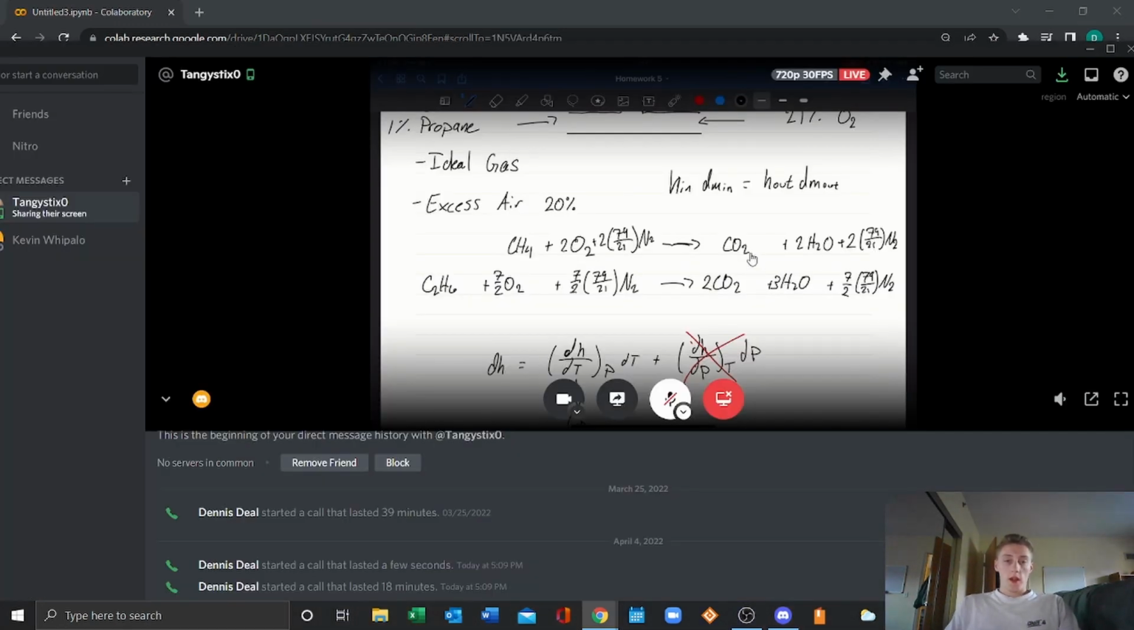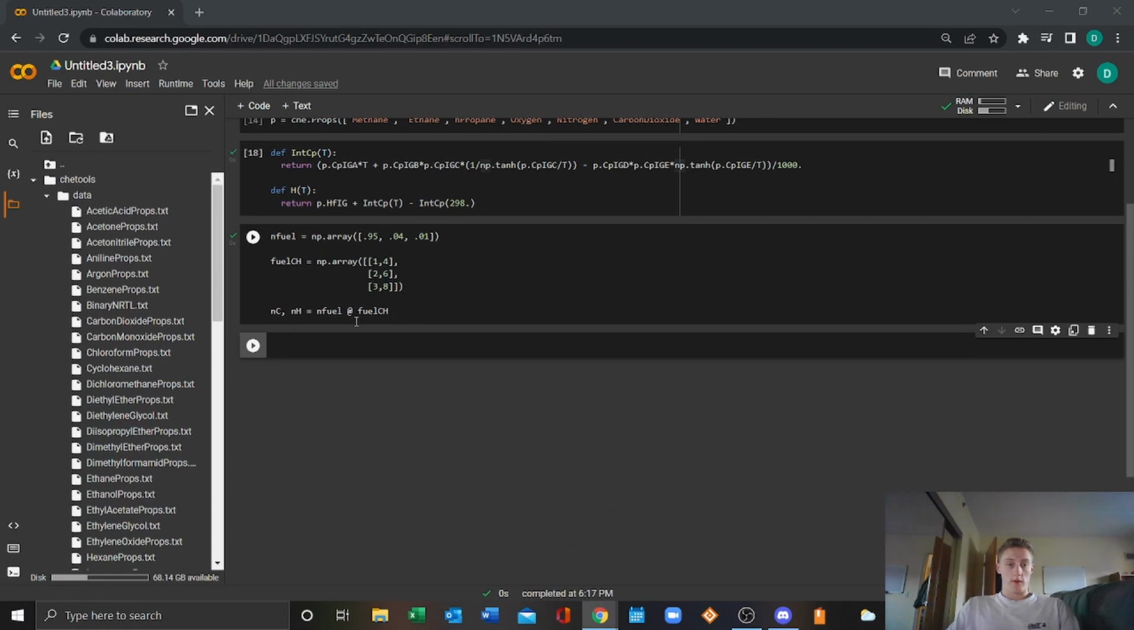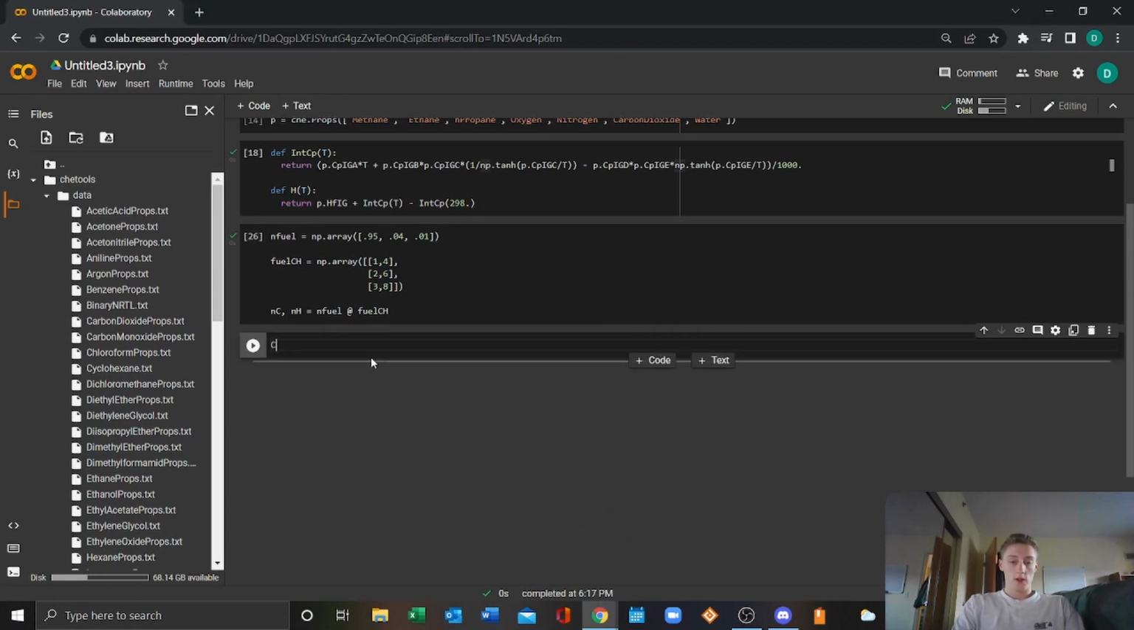I'm going to use the two balanced equations here to demonstrate this next point. Since we know the amount of C atoms, in this equation we have one C on this side, and CO2 on this side is 1. And then we have two carbons on this side, and CO2 has a 2 in front. So that one is pretty straightforward. CO2 is just NC.